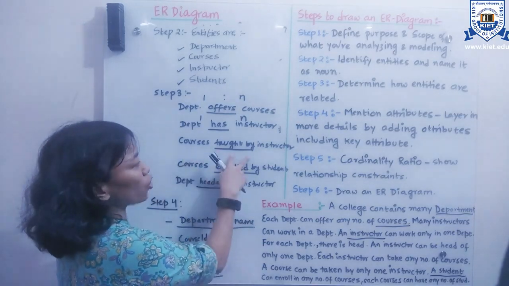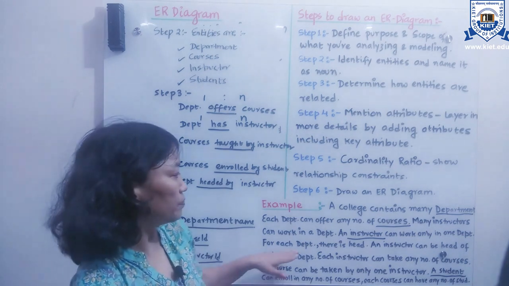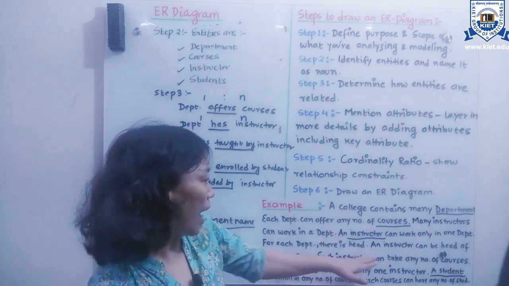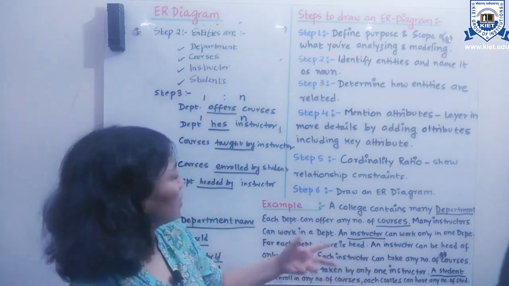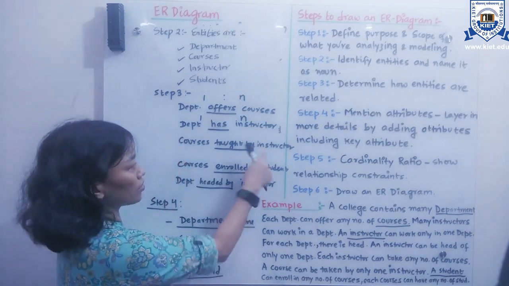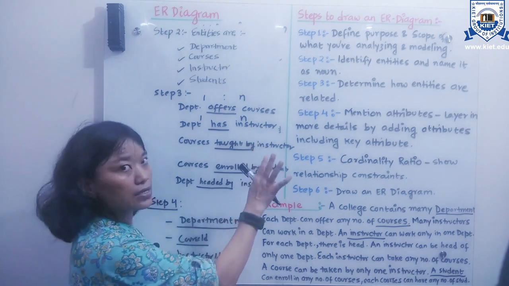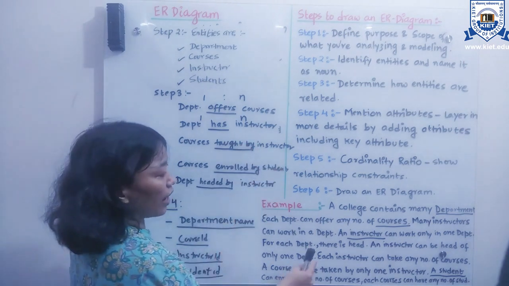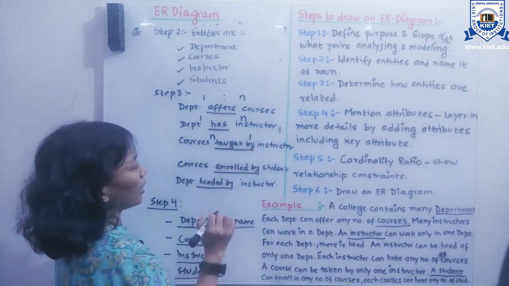Now courses taught by the instructors. So here it is mentioned, each instructor can take any number of courses. A course can be taken by only one instructor. Each course can be taken by any instructor, but an instructor can take only one course. So this is n:1, right?